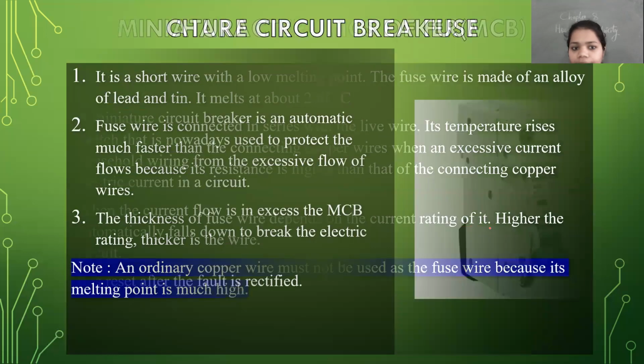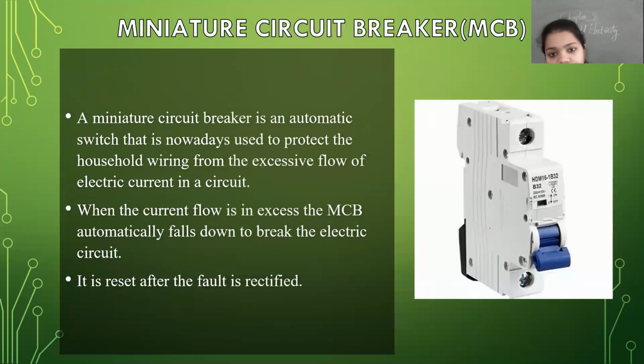Now next we have MCB, miniature circuit breaker. So MCB is a better version of fuse. In MCB, a switch is there, as you can see in this diagram. You can see there is an automatic switch, and whenever the current flows in excess, this switch will automatically fall down, breaking your circuit. And so your circuit will be saved from the excess current.